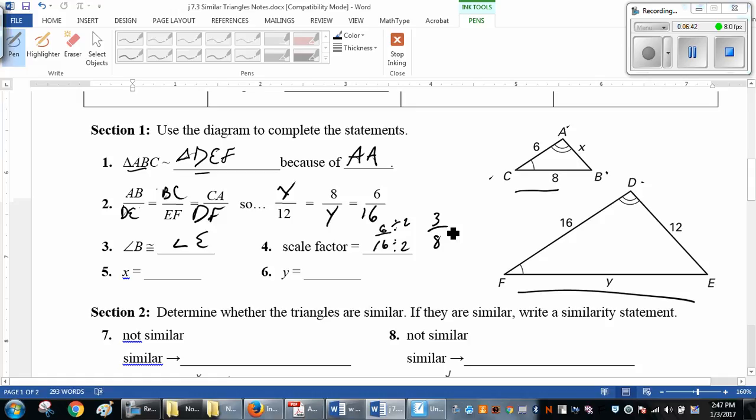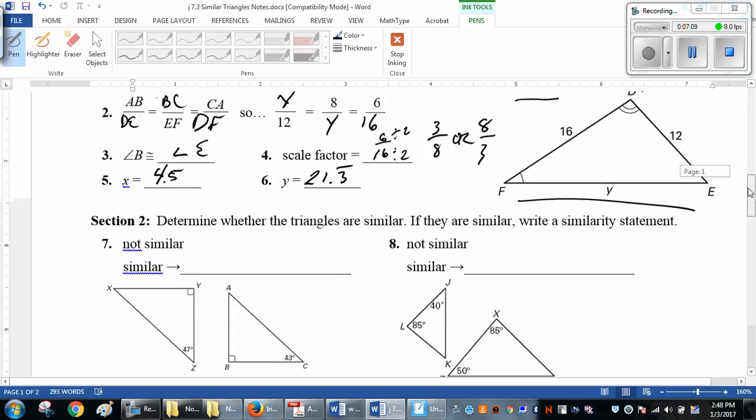Now, it looks like we don't know which way we're going, so it could be 3/8 or it could be 8/3. It's the reciprocal depending on if we're starting with the smaller one or the bigger one. All right, now you have your proportions there. Go ahead and solve for X and Y, and I got 4.5 and 21.3 repeating. All right, don't forget that repeating sign.